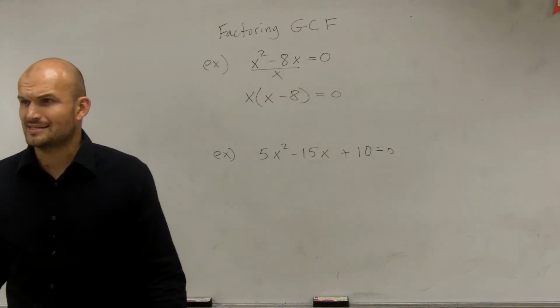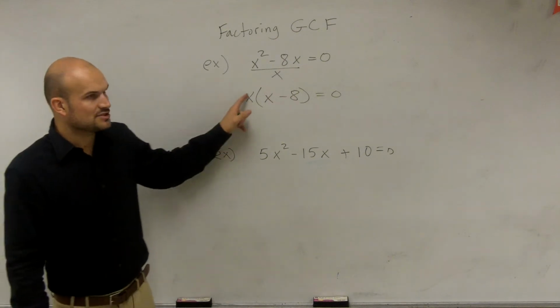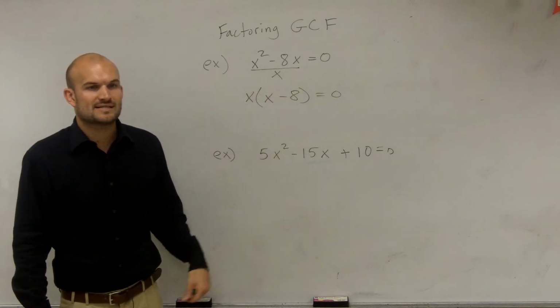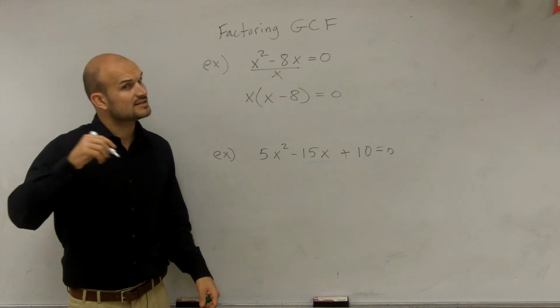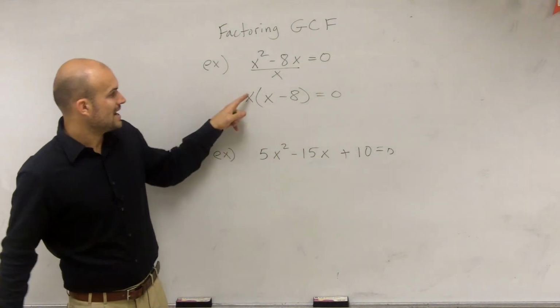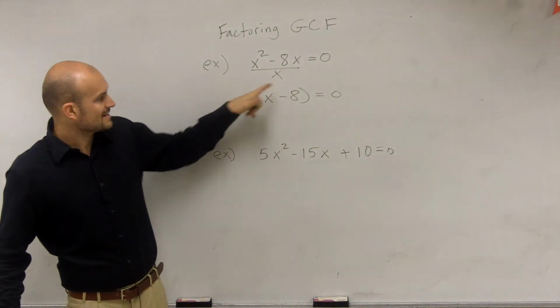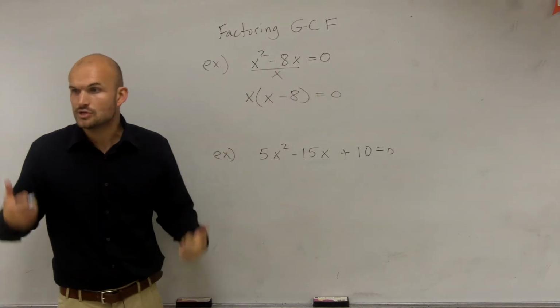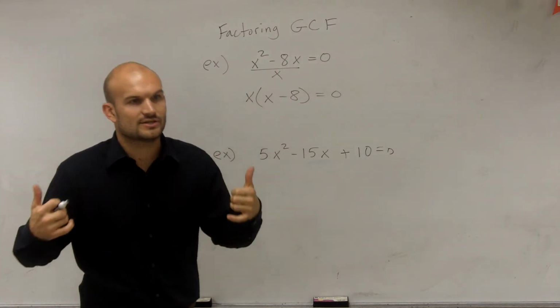And let's double check that to make sure I did that correctly. If I was to apply distributive property again, would I get my same answer? Dimitri, do you have this written down? Because it's really important that you have that written down. So x times x is x squared. x times negative 8 is negative 8x. So I factored it out correctly.